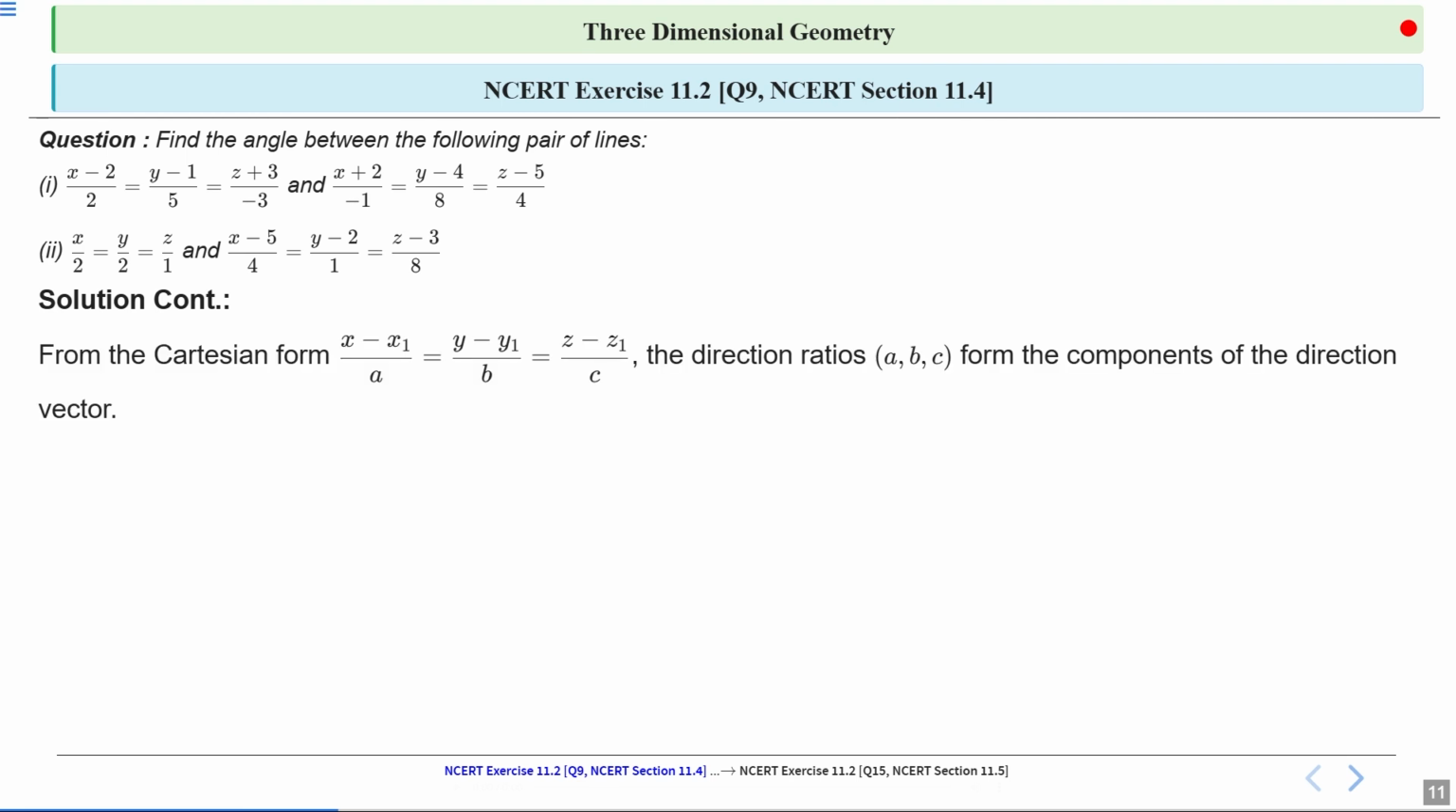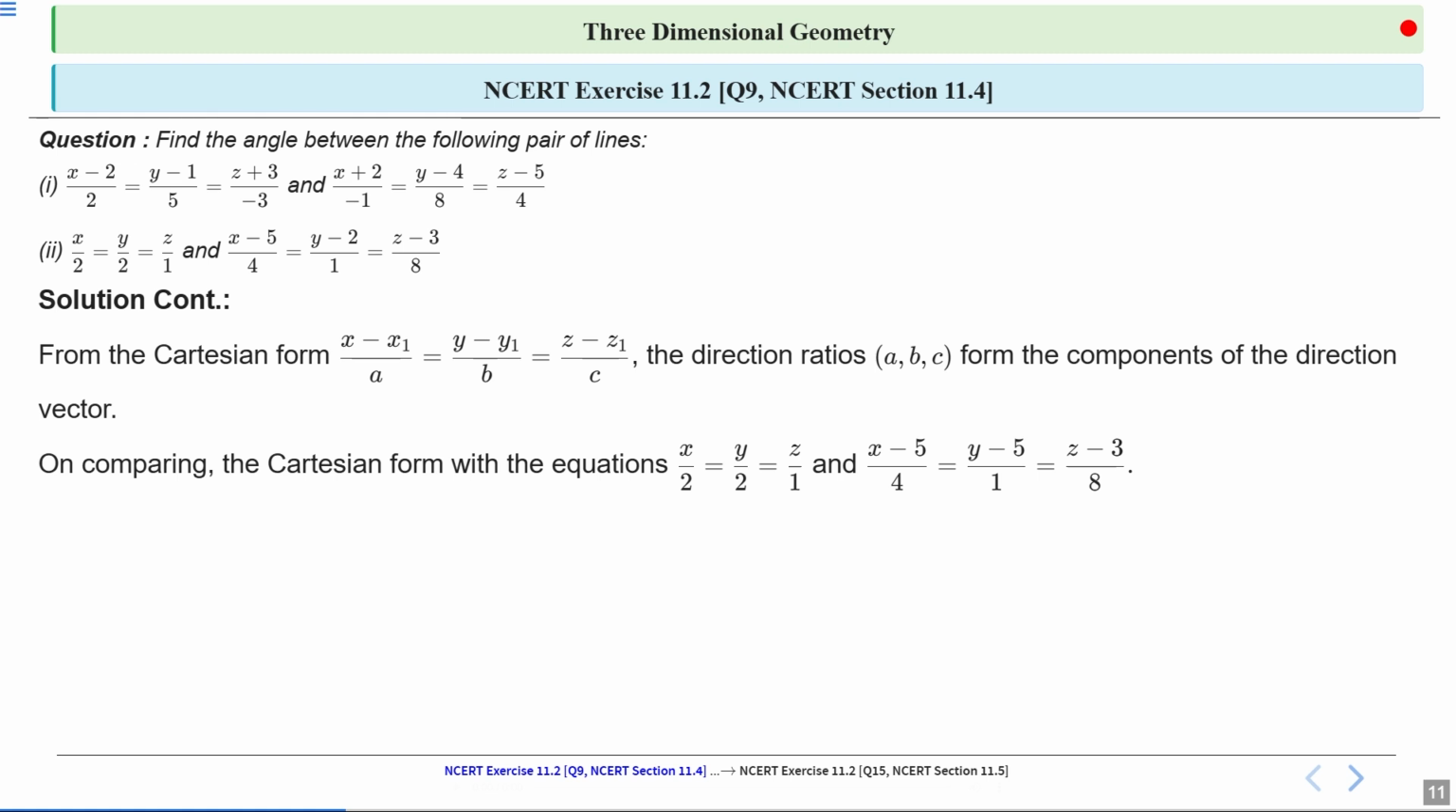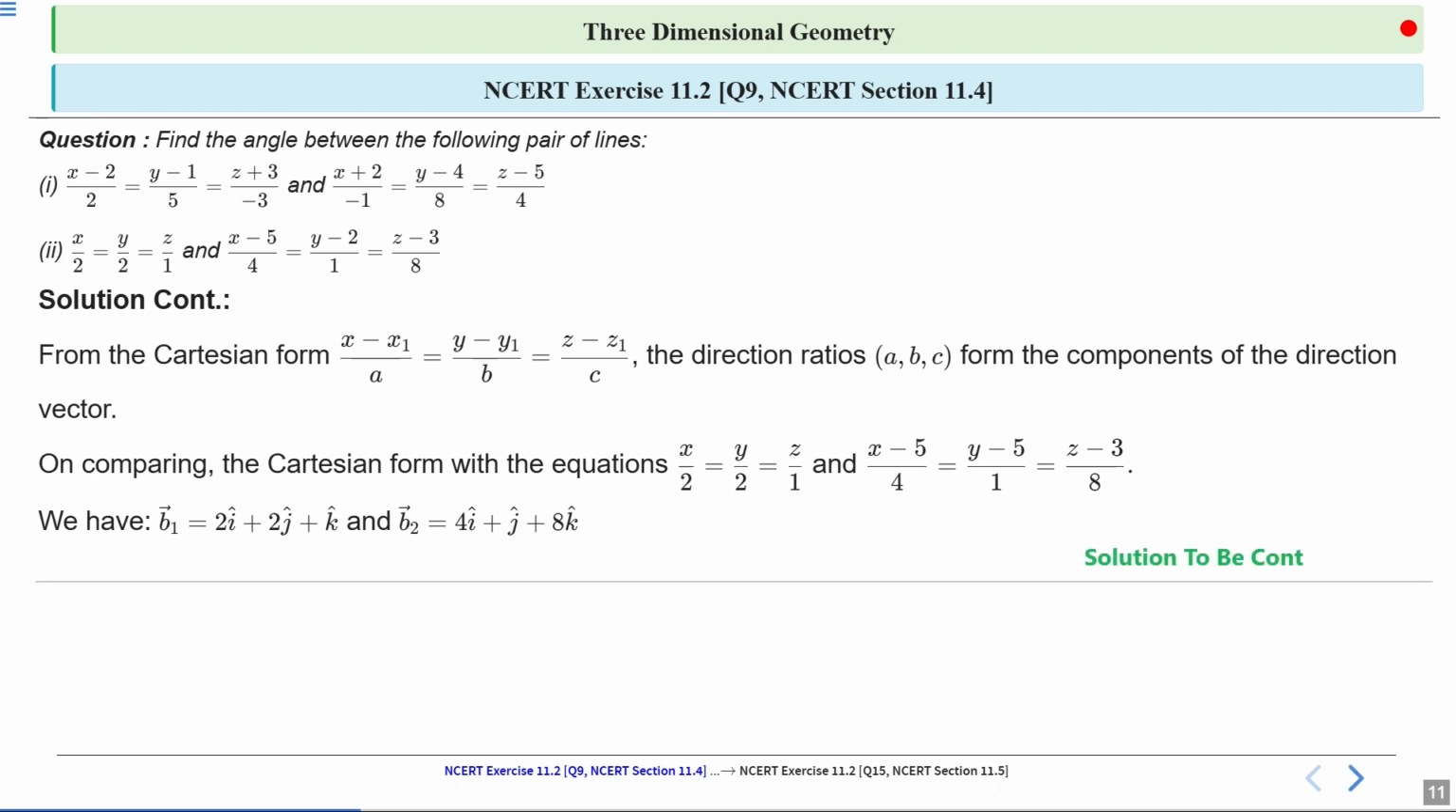So from the Cartesian form, (x minus x1) upon a is equal to (y minus y1) upon b is equal to (z minus z1) upon c, the direction ratios a, b, c form the components of the direction vector, right? On comparing the Cartesian form with the equation x upon 2 is equal to y upon 2 is equal to z upon 1 and (x minus 5) upon 4 is equal to (y minus 5) upon 1 is equal to (z minus 3) upon 8, we can directly identify the direction ratios for each line, right? We have the direction vector for the first line as b1 vector is equal to 2i cap plus 2j cap plus k cap and b2 vector is equal to 4i cap plus j cap plus 8k cap, right? Okay.